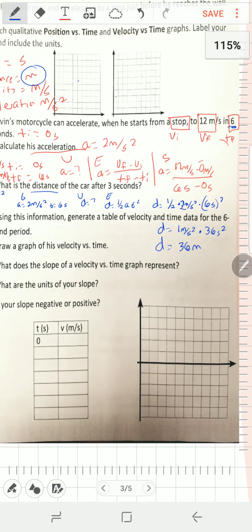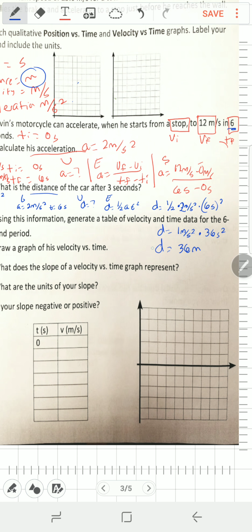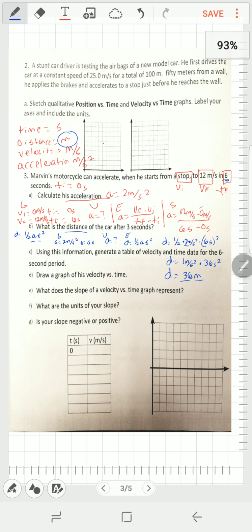So if we look, did I show my work? That's 1 out of 3 points. Did I get my correct answer? That's my 2nd out of 3 points. And did I show the proper units? That's my 3 out of 3 points. You're going to have to be able to do that.